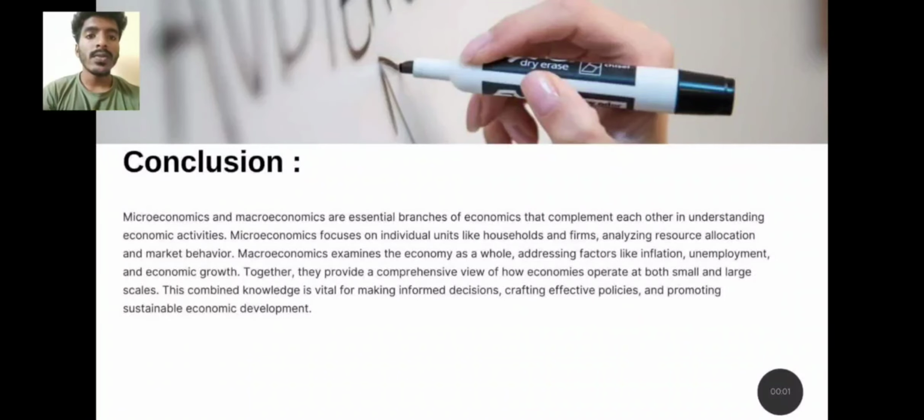In the end, the conclusion for microeconomics and macroeconomics. Microeconomics and macroeconomics are essential branches of economics that complement each other in understanding economic activities. Microeconomics focuses on individual units like households and firms, analyzing resource allocation and market behavior. Macroeconomics examines the economy as a whole, addressing factors like inflation, unemployment, and economic growth. Together, they provide a comprehensive view of how economies operate at both small and large scales. This combined knowledge is vital for making informed decisions, crafting effective policies, and promoting sustainable economic development.